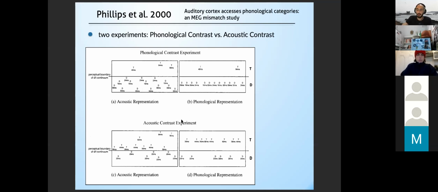Acoustic contrast experiment. So yeah, sorry. In the phonological contrast, you have the many-to-one ratio with the phonological contrast. It is exactly preserved, okay?